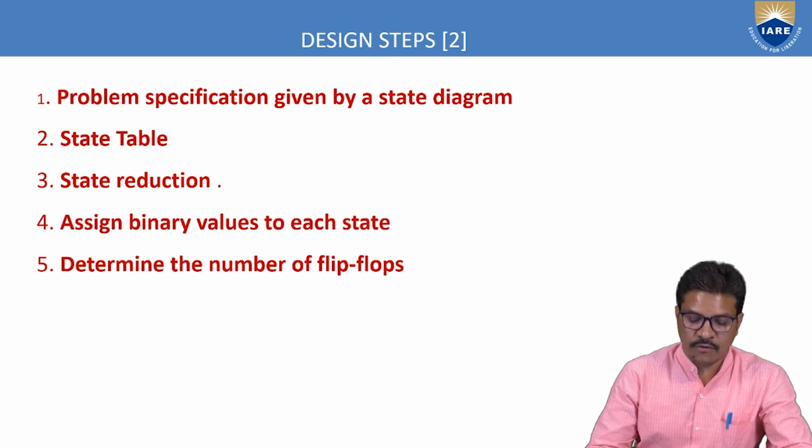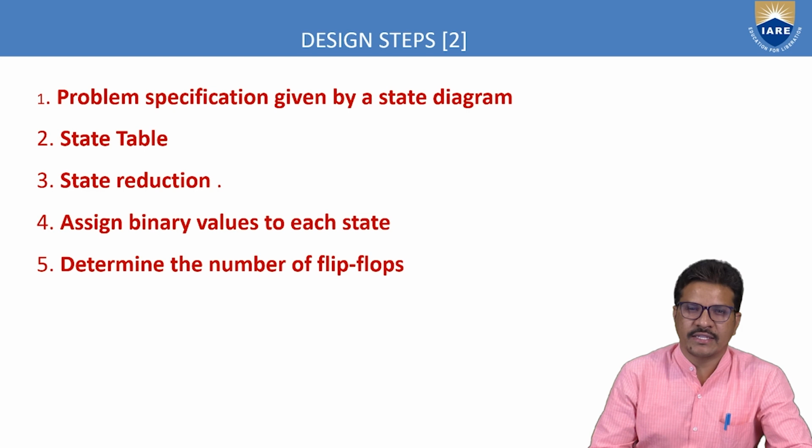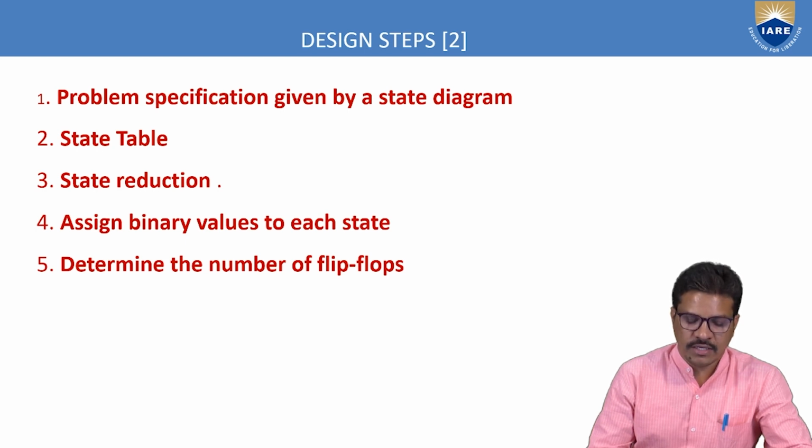Then assign binary values to each state. Basically, we assigned English letters to each state in the state table, and now we replace those letters with the binary representation of each state, and then determine the number of flip-flops. Based on the states, we decide how many flip-flops are required. If there are 4 states, 2 flip-flops are enough to create those 4 states. Likewise, we determine the number of flip-flops.